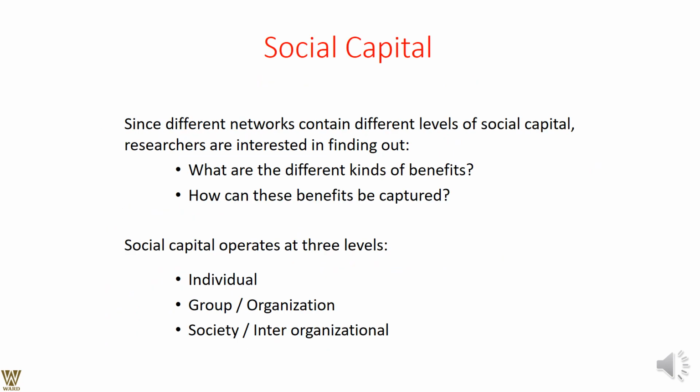Since different networks contain different levels of social capital, researchers are interested in finding out what the different kinds of benefits are. How can these benefits be captured in the first place? So we need to understand the overall influence of an individual within the so-called organization. Why are we studying influence? Because it captures certain benefits that need to be understood. Social capital occurs at three levels: individual, groups, and society.